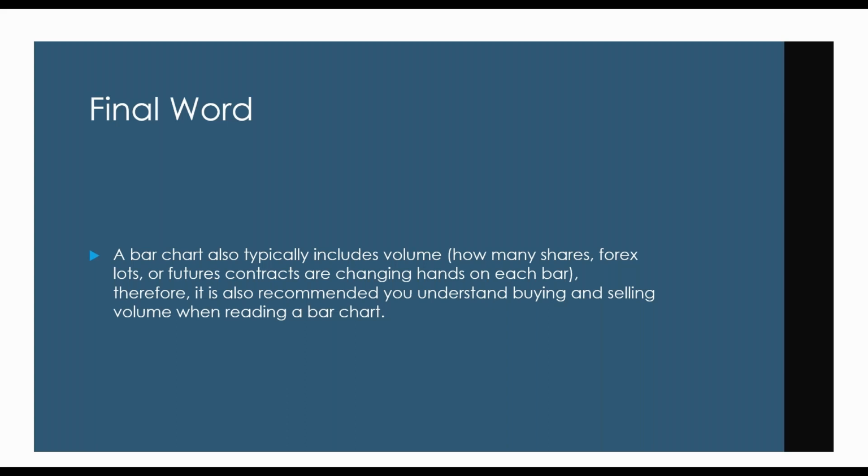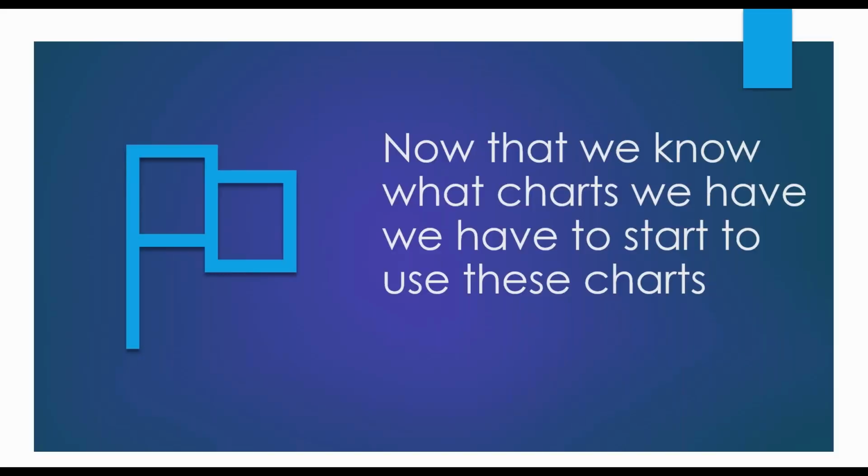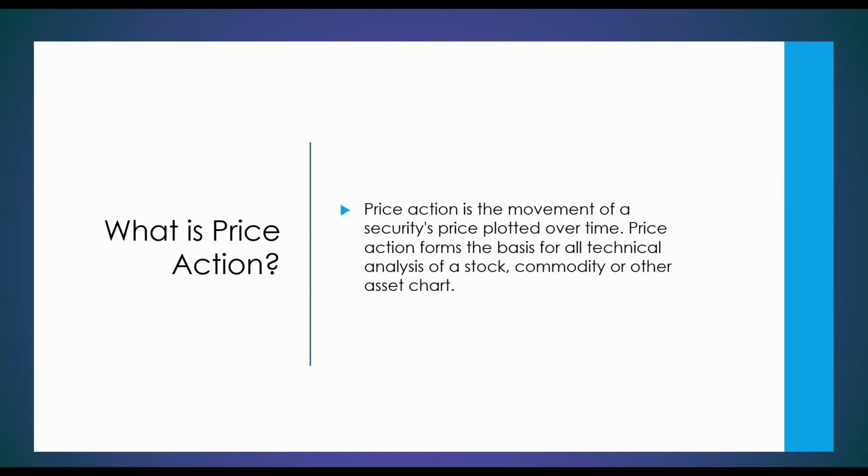A bar chart also includes volume, and therefore it is recommended you understand buying and selling volume when reading a bar chart. It takes a bit of practice to get used to reading a bar chart, especially when the price is moving very quickly. Remember, the open is always to the left, the close is always to the right. And you'll start to be able to see these easily. Like I said, when you look at a chart, you'll start to see common price points that are important between those. So now, what is price action?